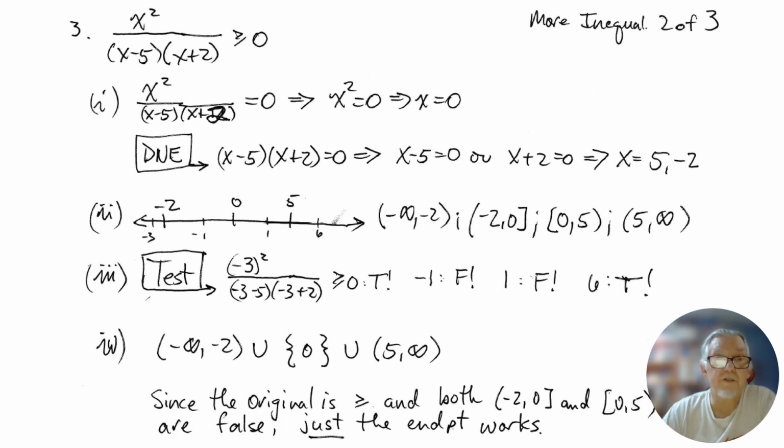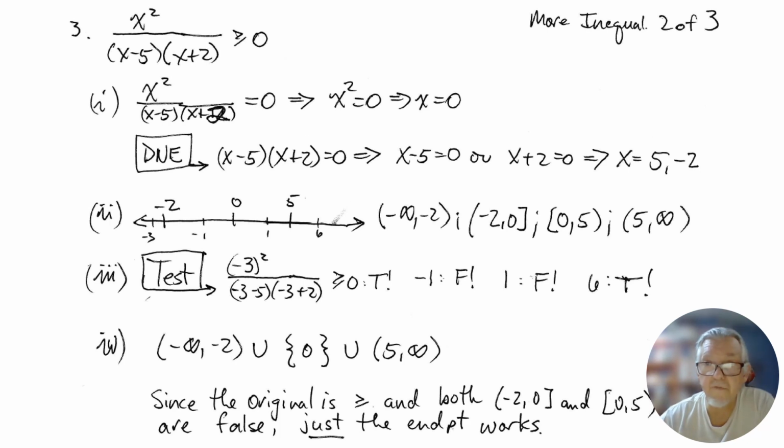Absolutely. x minus 5 times x plus 2 is 0. Either x minus 5 is 0, or x plus 2 is 0, in which case x is 5 and -2. So 5 and -2 come from does not exist, parentheses. 0 comes from the original, which has an equal, so that's going to get a bracket.